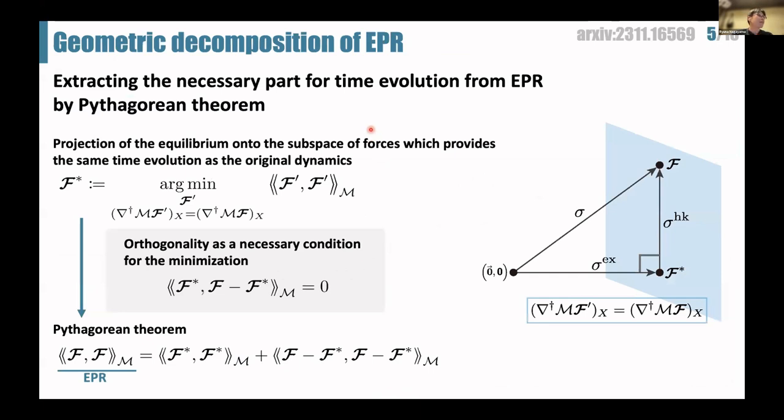Then we can decompose entropy production rate into two non-negative parts via the Pythagorean theorem, because now EPR is a quadratic form of the force. In particular, we can extract the necessary part for time evolution from the total entropy production rate by projecting the equilibrium force onto the subspace of force which reproduces the original dynamics of internal species. And then we can obtain the orthogonality as a necessary condition for this minimization problem, and we can decompose the entropy production rate into two non-negative parts.